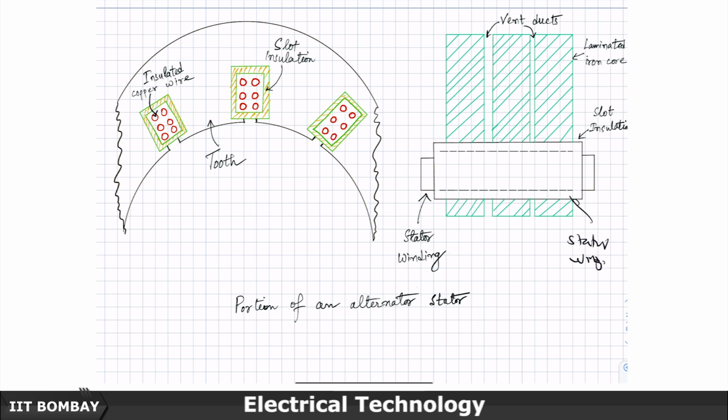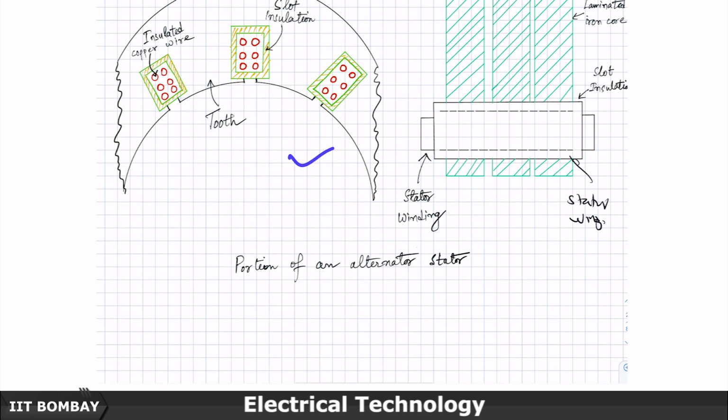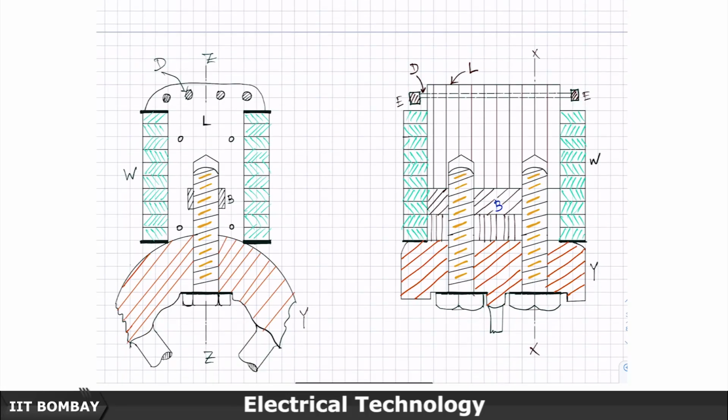Why do we use lamination? We have seen this earlier. We want to cut down on the eddy current losses, and laminations on the stator is no major challenge. Laminations on the rotor is a challenge because of the centrifugal forces that we have discussed, and these are the vent ducts for cooling purpose. This is how the stator winding will look to you.